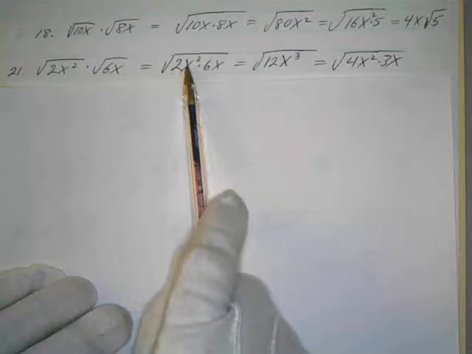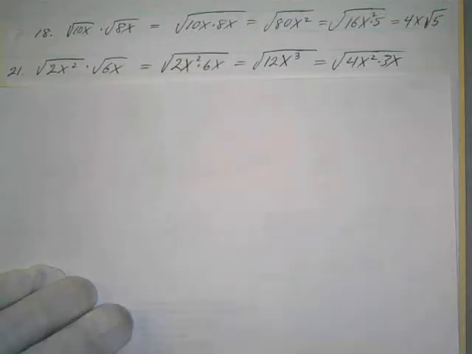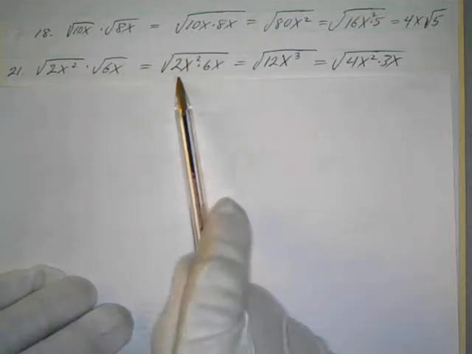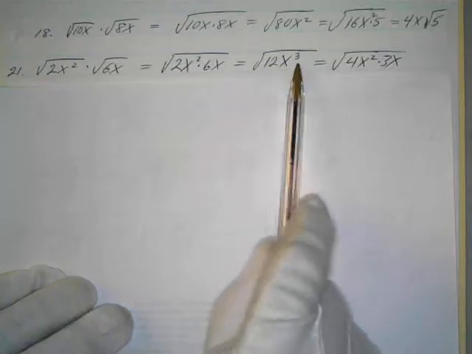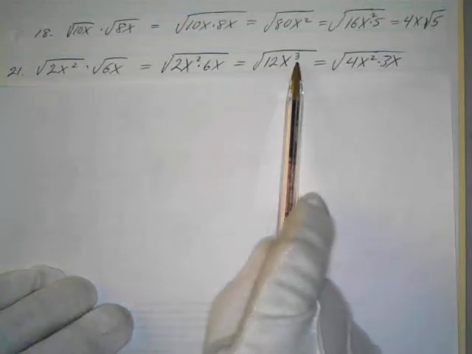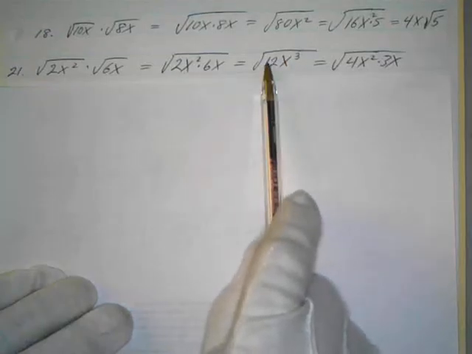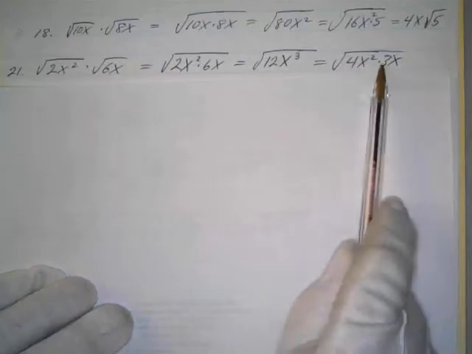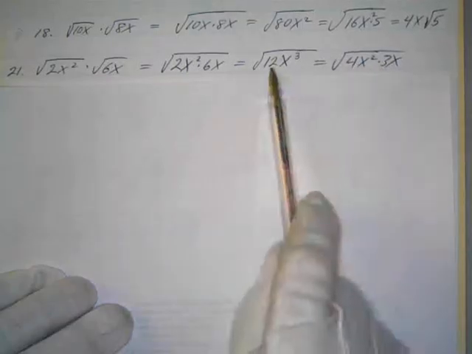And like I said, some of this is redundant. I could have taken the x squared out over here. 2 times 6 is 12, so I got 12x cubed. And then I broke it up into perfect square factors. In other words, 4 and x squared are the perfect square factors, and what's left is 3x. And if you multiply this, you get the 12x cubed.